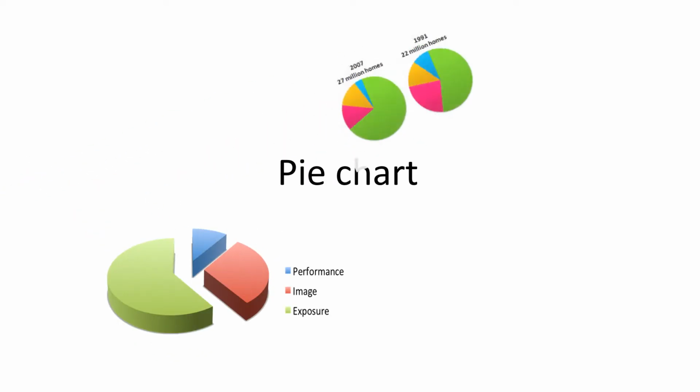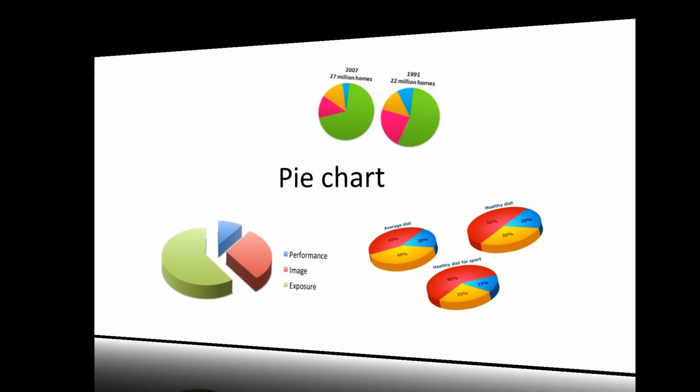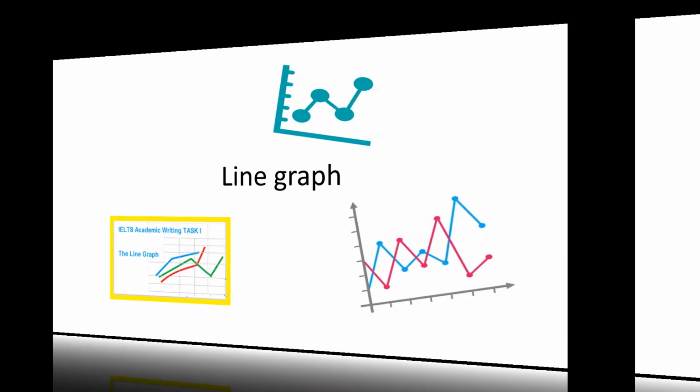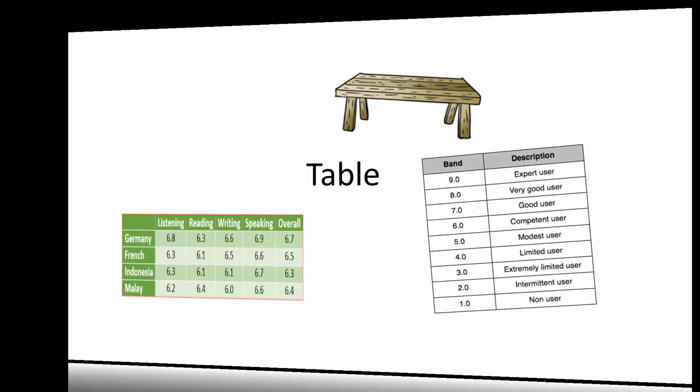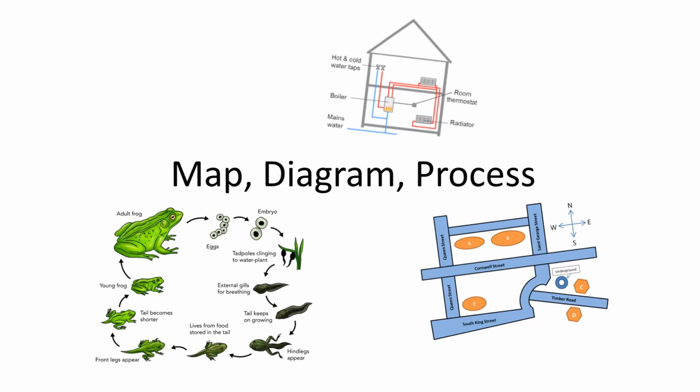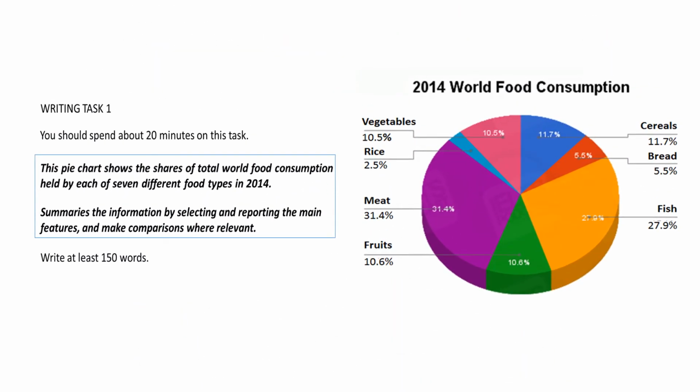Here we look at a pie chart. This is one of the Task 1 types, which will come in the real exam. Look for the other types in my videos. Each of them will be seen in your exam with the same possibility. It means you should be familiar with all of them to get a high score.